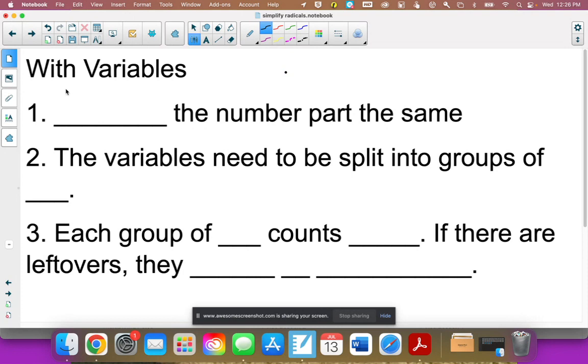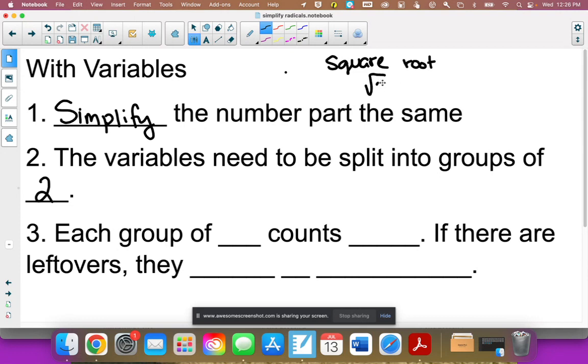When you have variables in with the numbers in your square root, you are going to simplify the number part the same. That does not change, right? We're basically just going to ignore the number part or do it normal and then do the variable separately. The variables need to be split into groups of 2. As I mentioned, this is a square root, right? And to square something means to multiply it by itself, right?